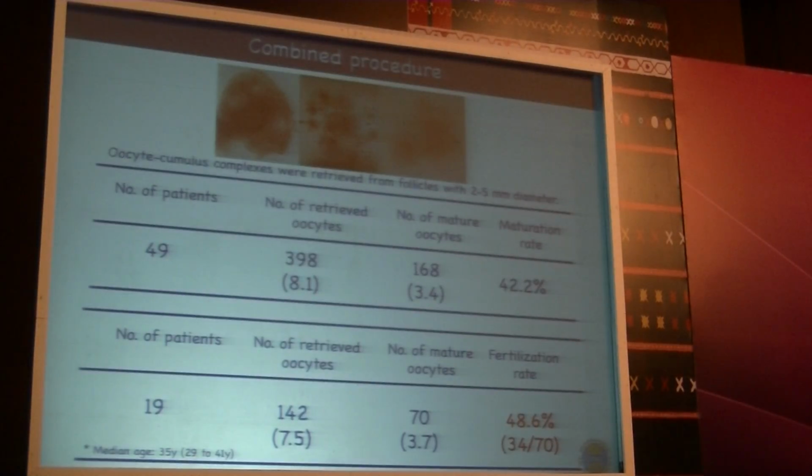This table in this slide shows the maturation rate of immature oocytes taken from the ovarian tissue and shows the fertilization rate of those that were grown and underwent maturation in vitro and were able to be fertilized by ICSI. 168 oocytes became mature out of 398 retrieved oocytes from visible follicles, which size is 2 to 5 millimeters in diameter, and the maturation rate was 42.2%. Finally, the fertilization rate in 19 patients was 48.6%.